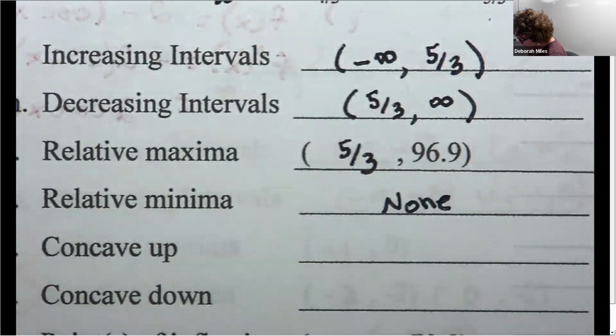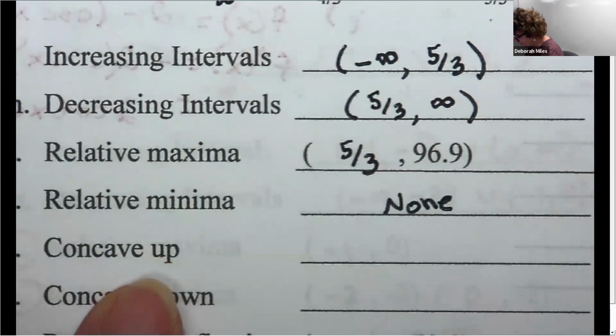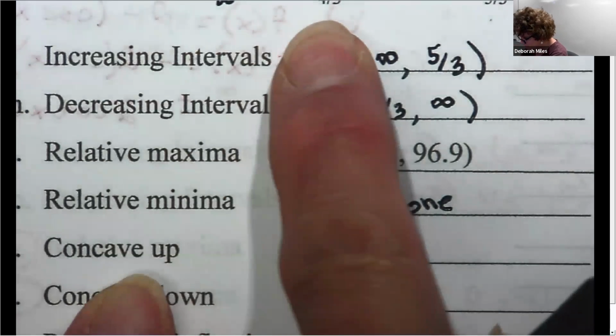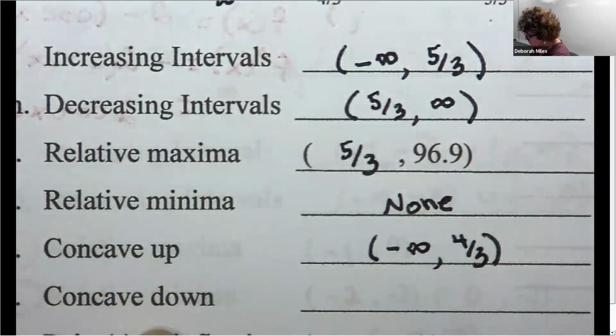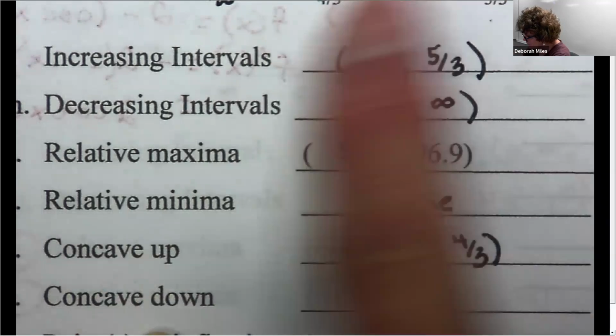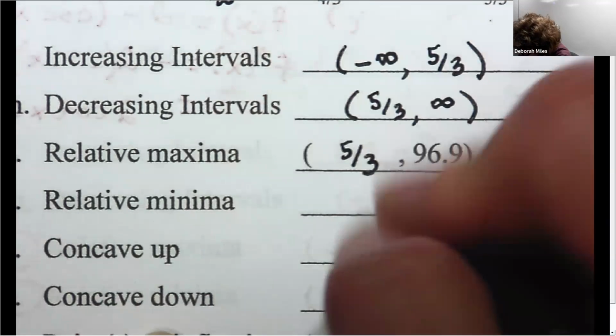What do we look at to determine concavity and points of inflection? Sign of the second derivative. So where the second derivative is positive, the function's concave up. What's my concave up interval? -infinity to 4/3. And concave down, second derivative is negative from 4/3 to infinity.